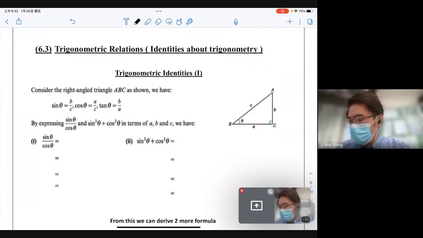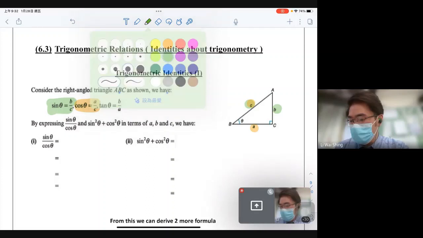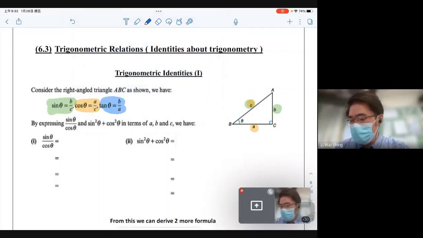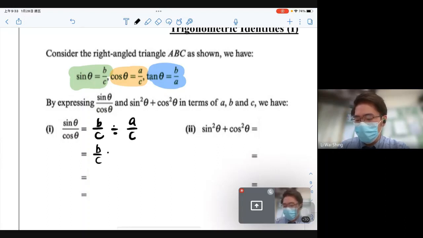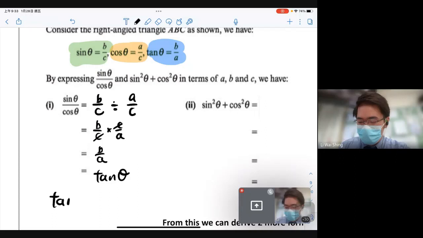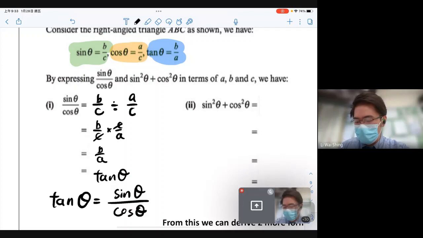In this triangle, sine theta is equal to B over C. Cosine theta is A over C. And tangent theta is equal to B over A. When you want to find sine theta over cosine theta, you use B over C divided by A over C. Then you flip it, cancel it out, B over A, which equals tangent theta. You get the first important identity: tangent theta equals sine theta over cosine theta.